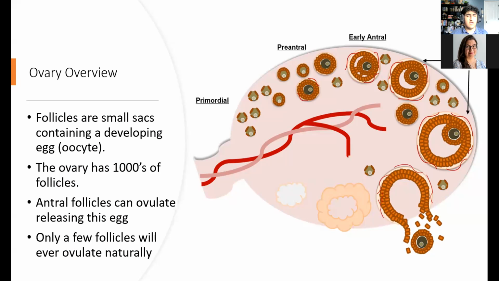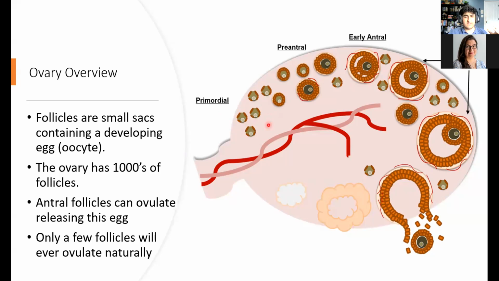So follicles are essentially small sacs containing and developing an egg, or an oocyte. And the ovary has thousands of these follicles, and it's maturing and developing these eggs, and therefore these follicles. And actually, you can see on here the way these follicles develop. It starts off very small and then grows in size and ovulates.